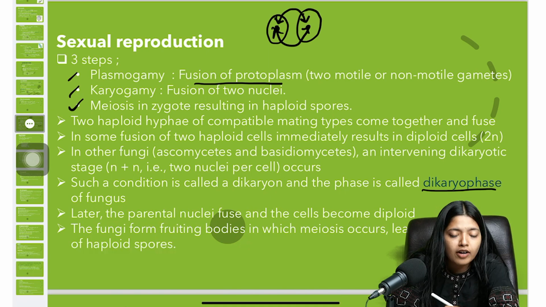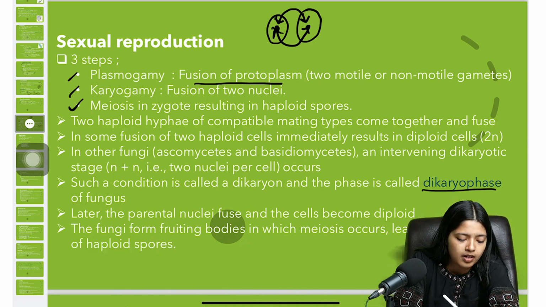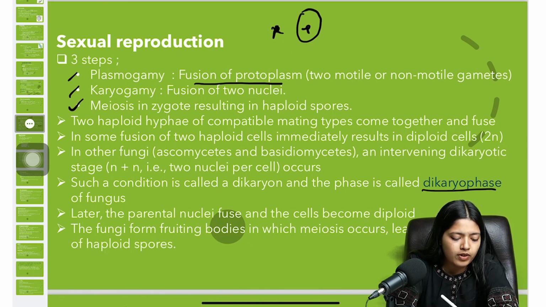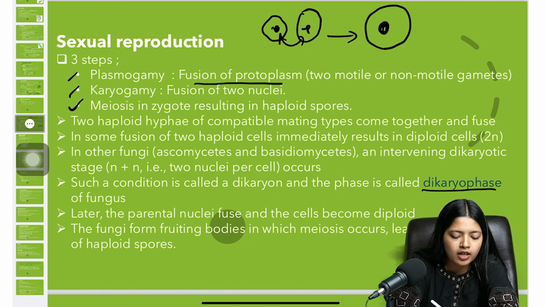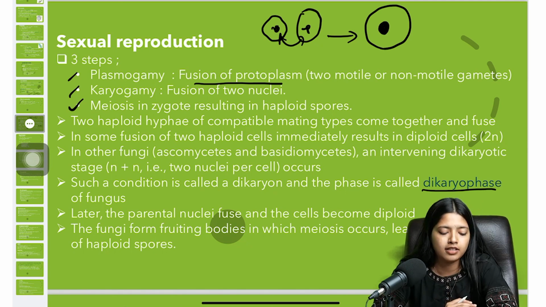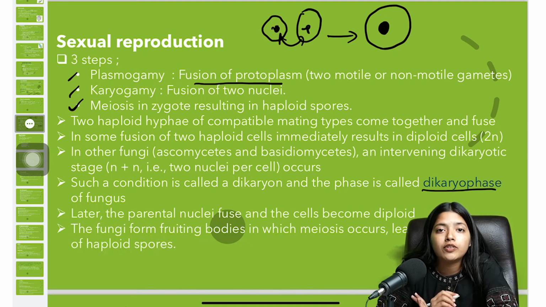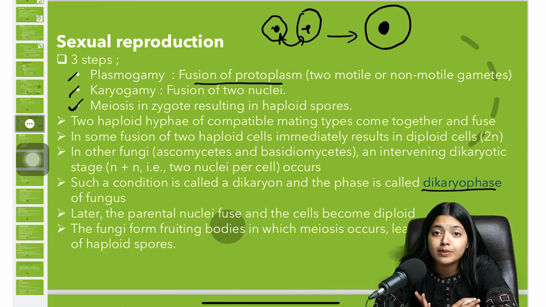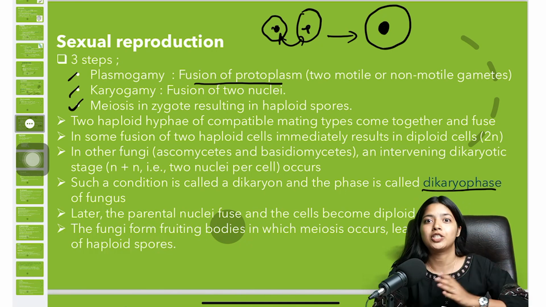So after the fusion, when the protoplasm and nucleus fuse, we'll get a cell, right? A new cell is formed by the fusion of the parent protoplasm and nucleus. Okay. Now this cell will undergo division. The division type is meiosis. What is meiosis? You will learn it in the upcoming chapters.